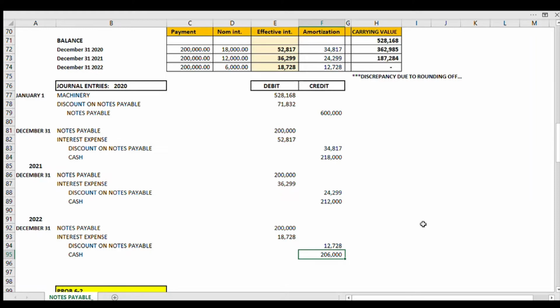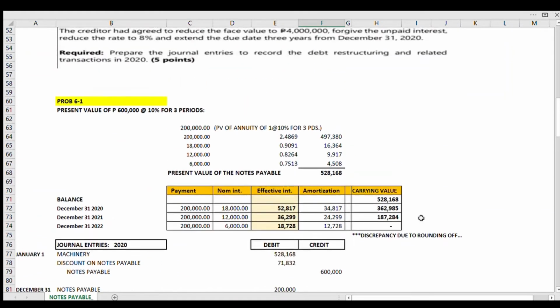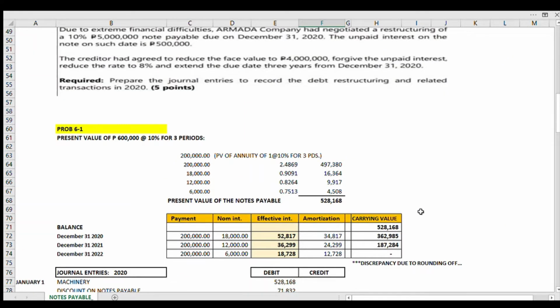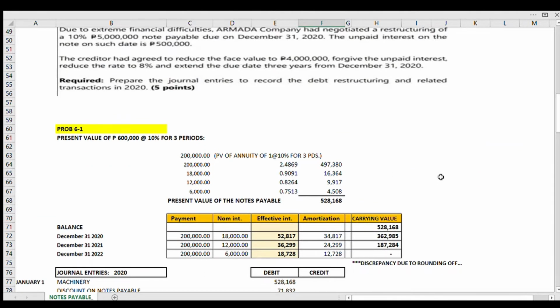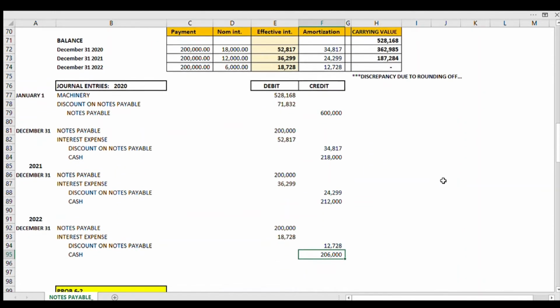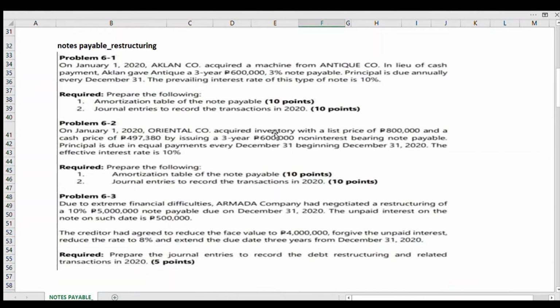That's how we will account for this type of transaction, notes payable, installment basis, 3 equal payments of 200,000 with nominal interest of 3%, and the prevailing rate of interest is 10%. I hope you appreciate that, and these are the entries once again. Okay, we will go to problem number 2.